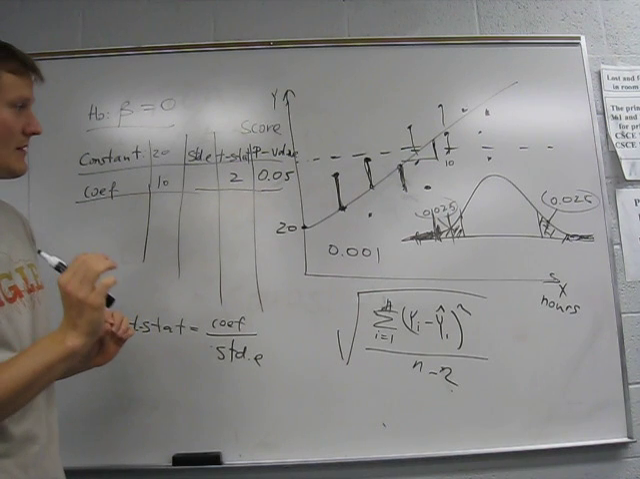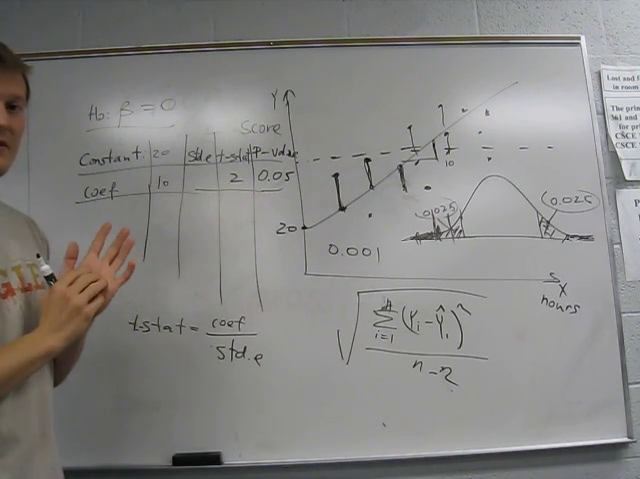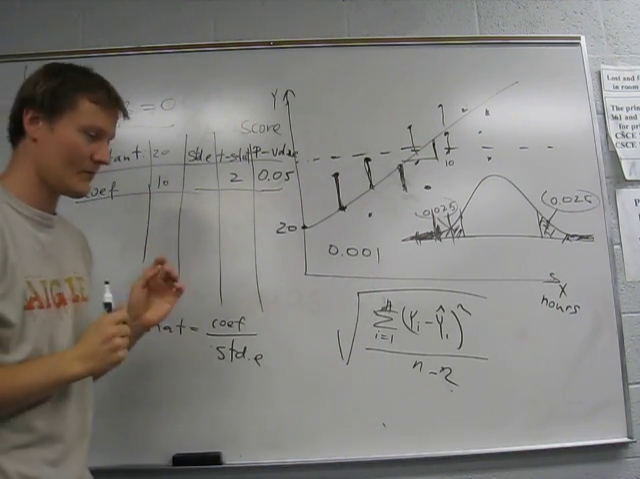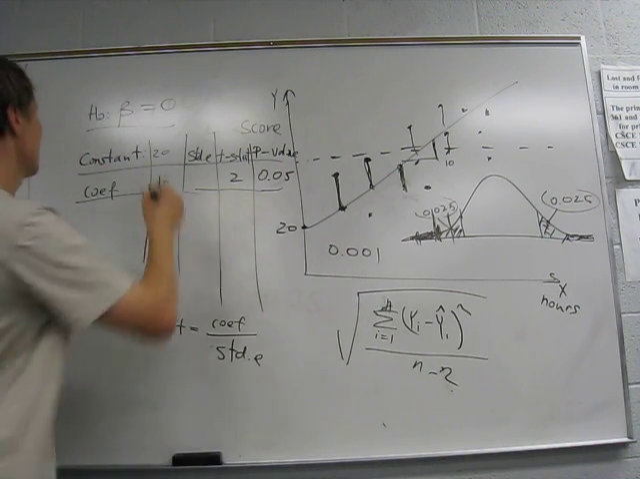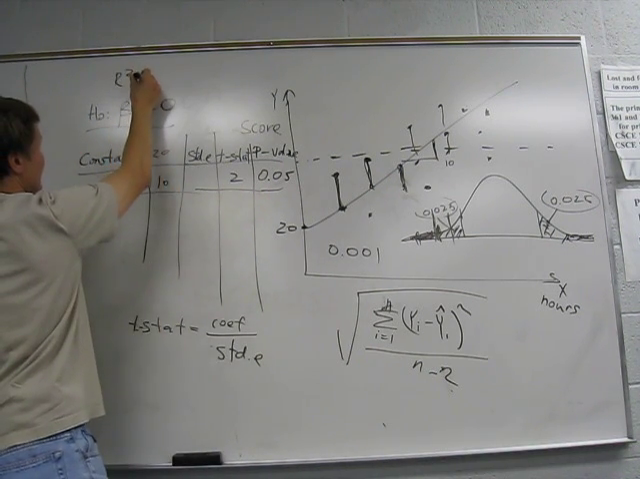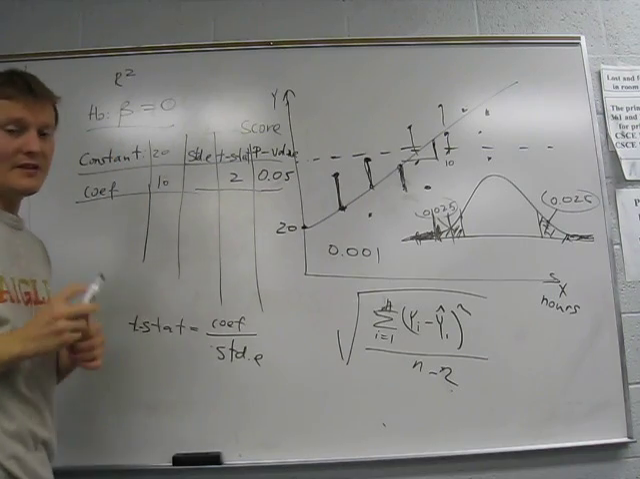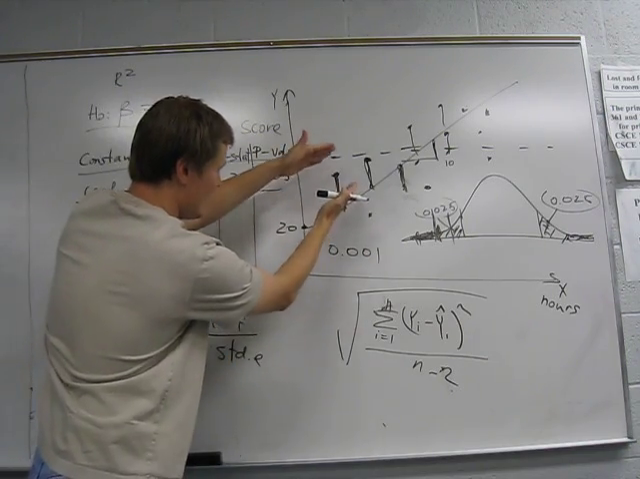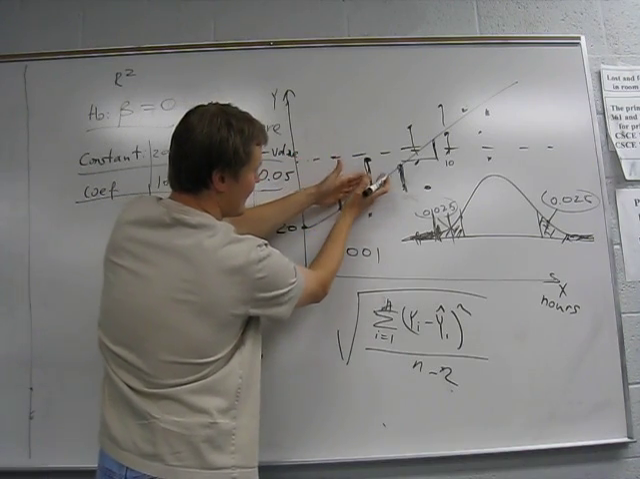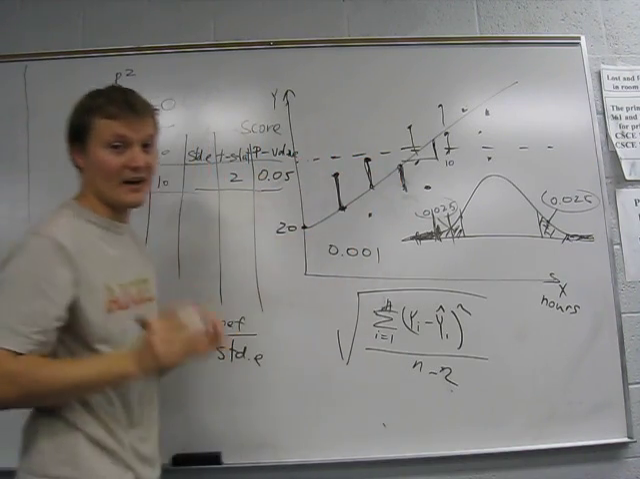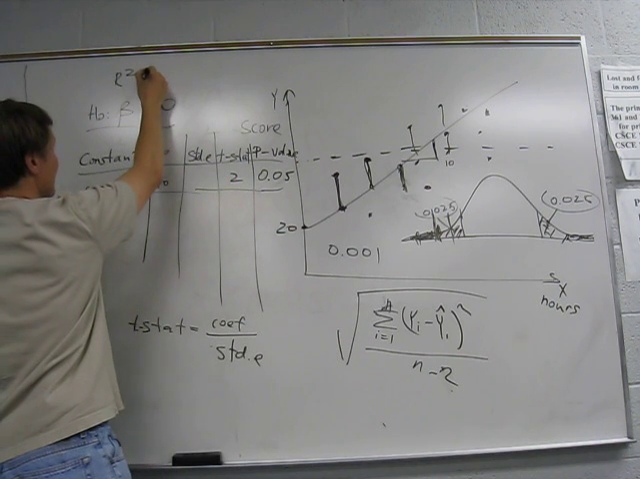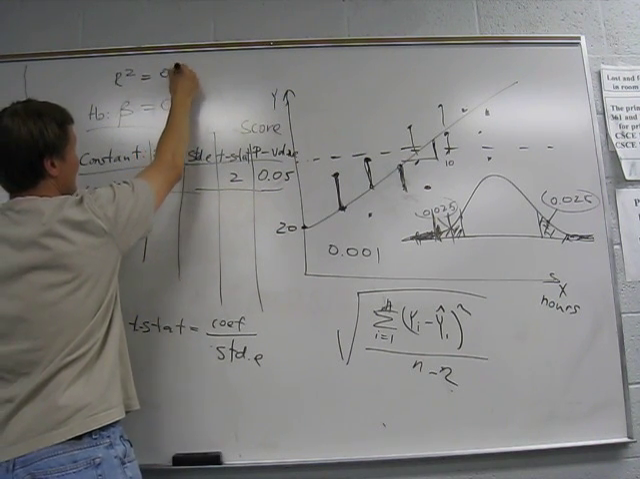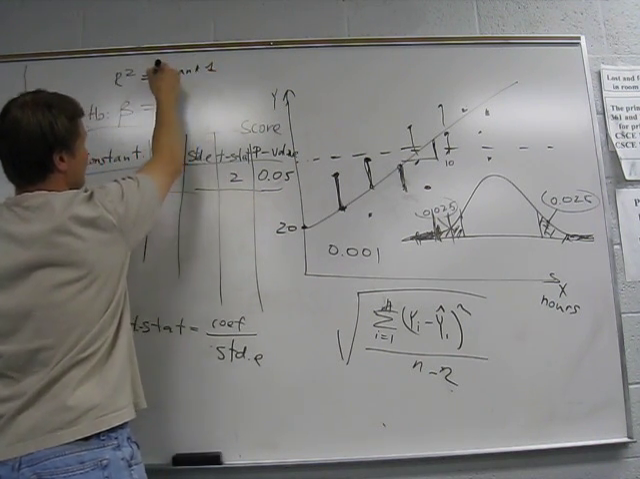Okay, there's one more thing I want to mention. It's the R squared. Right in here. R squared tells you how closely the observations are to the line. R squared is between 0 and 1.